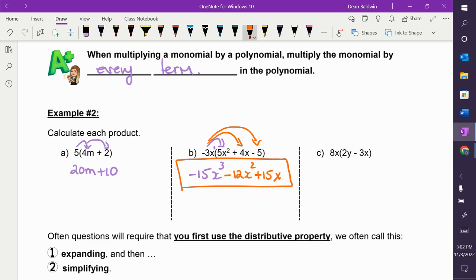And the last question of the day, 8x times 2y minus 3x. So 8 times 2. X times y. Can you do anything with that? So we just write xy. 8 times negative 3. X times x.